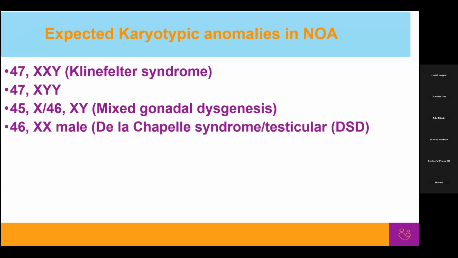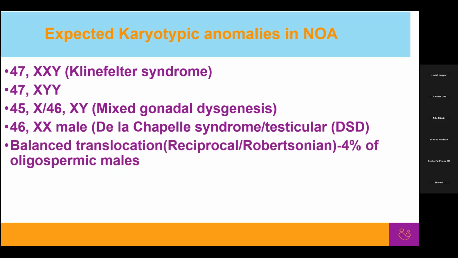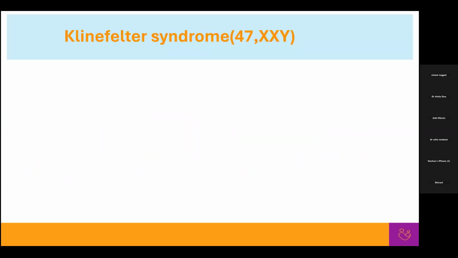And 46,XX male. So the phenotype is male, but the genotype is 46,XX. We call it testicular DSD. These are not commonly seen, but yes, these can be the cause of karyotypic non-obstructive azoospermia. And in oligospermic males, in 4% of the cases, we can get balanced translocation that can be reciprocal or Robertsonian in these cases. I will talk about the Klinefelter syndrome in a few slides, but in a bit more detail.